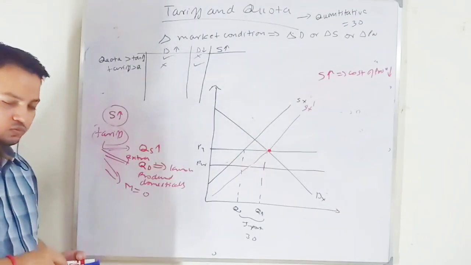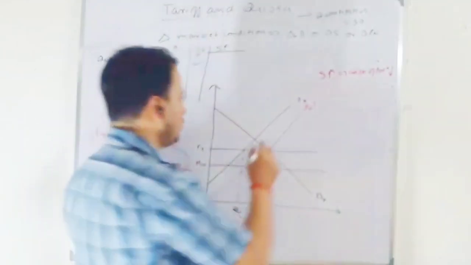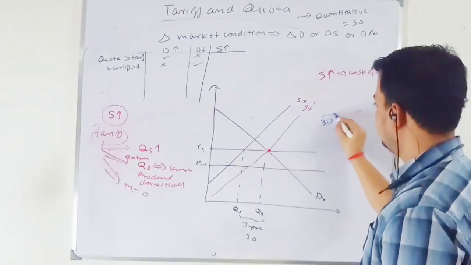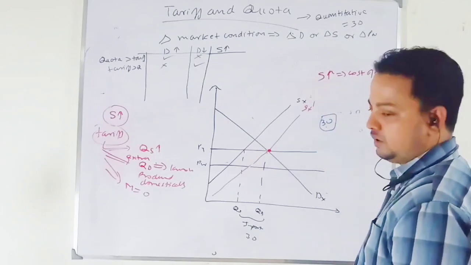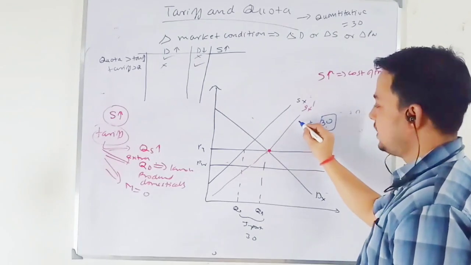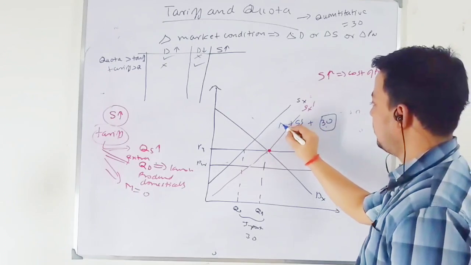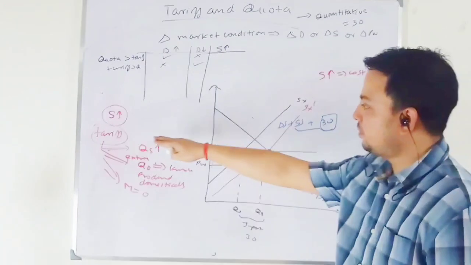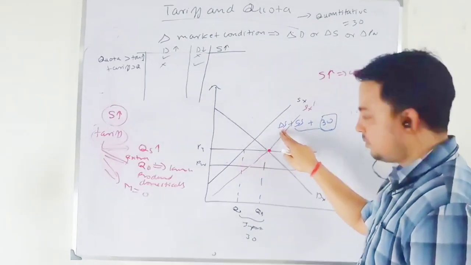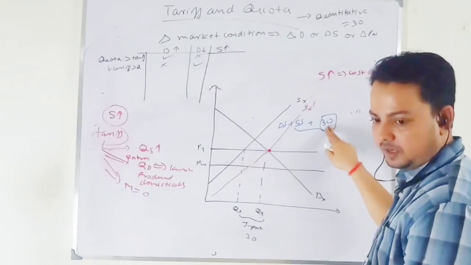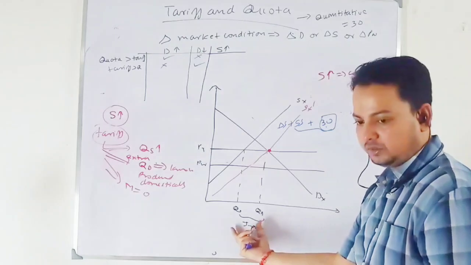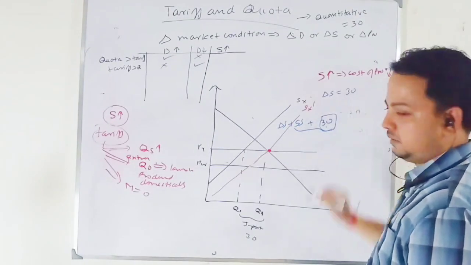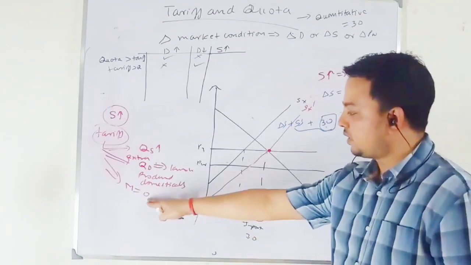In case of quota, what problem we have is that domestic supply increases, but there is a fixed quota of 30 units. This 30 units plus domestic supply, plus change in domestic supply. So in the tariff case, this increase in domestic supply is replacing this amount imported. So in that case, change in supply, or increase in supply, is equal to 30. So my import is 0.